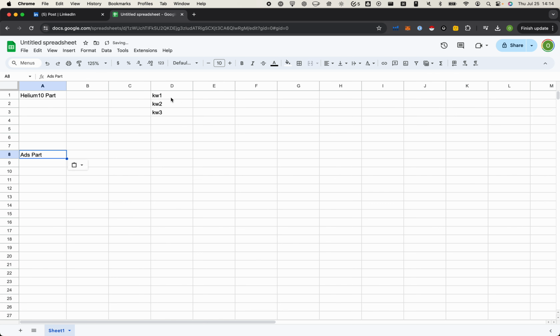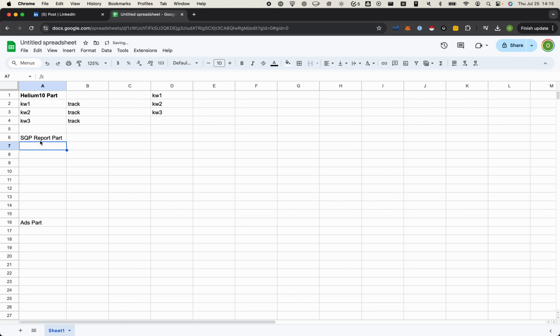So on the Helium 10 part, I want to get those keywords and I want to track them. I want to make sure they are being tracked. This is super important. And there is actually the third part. Let's also call it the SQPR part, SQP report part.